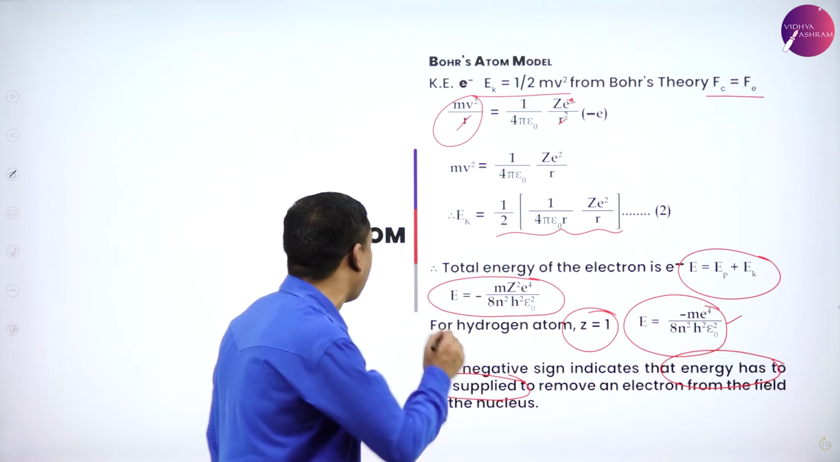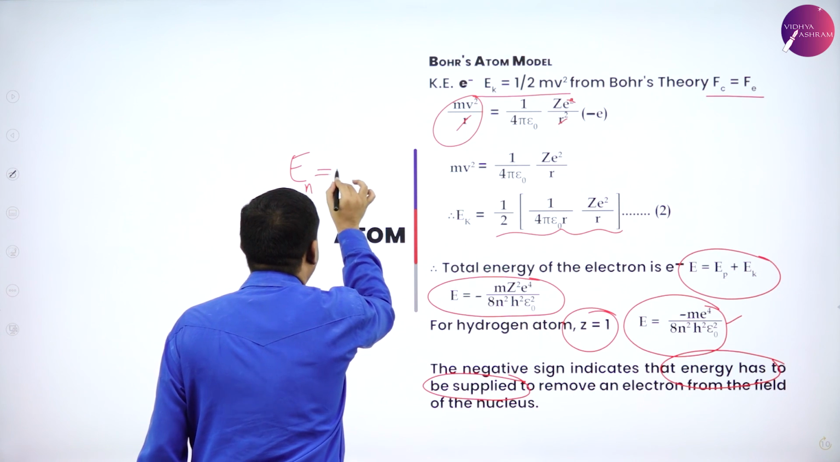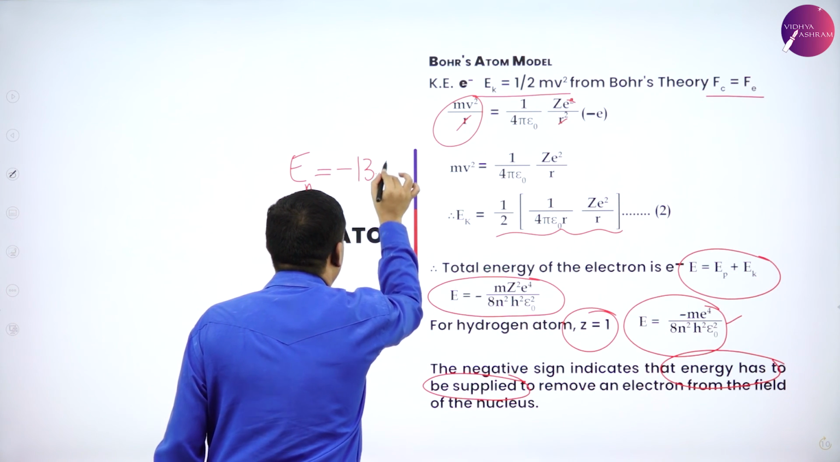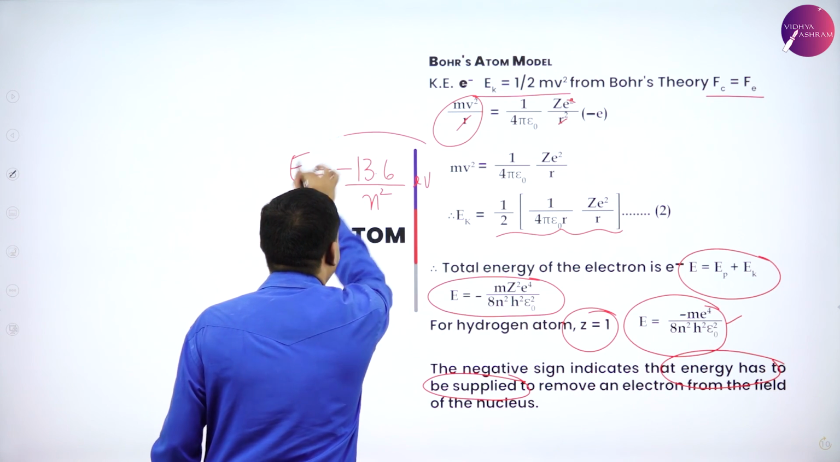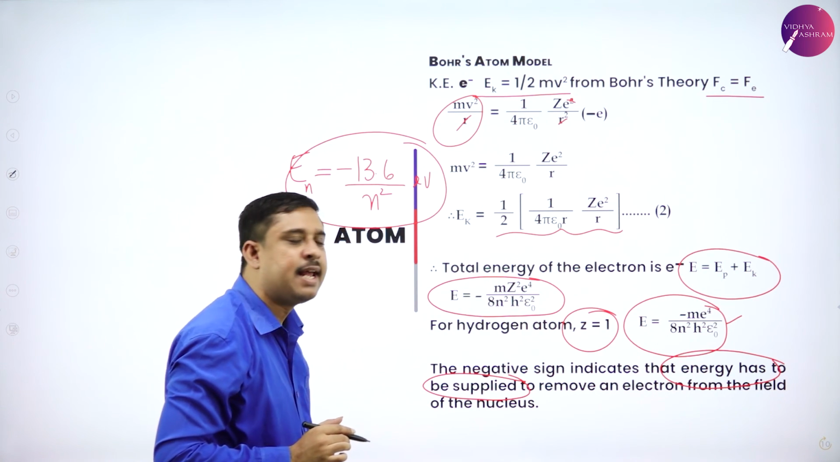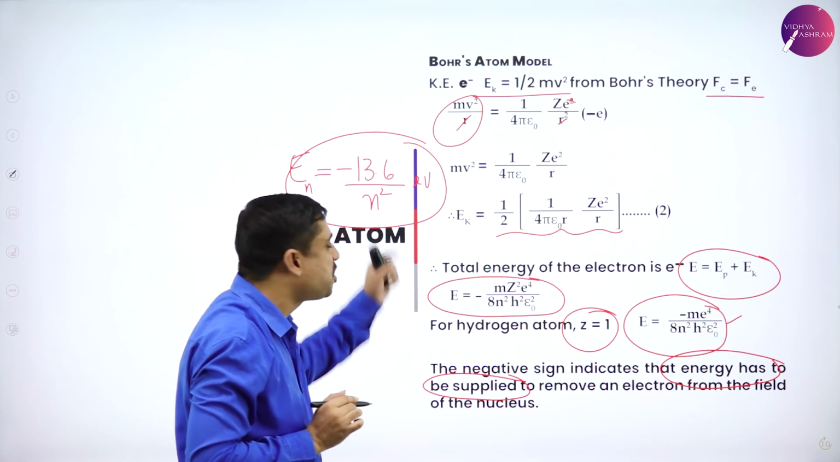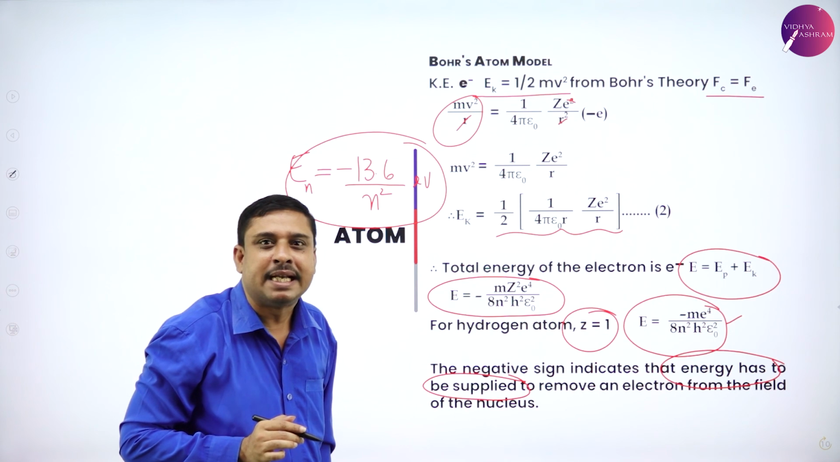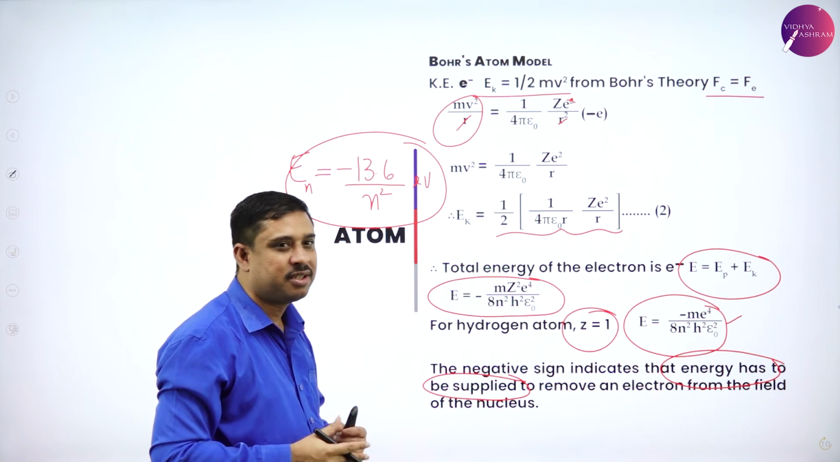Now, therefore, if you substitute for all these constants, calculate and see, again, n is the thing which is not constant. Energy of an electron in any orbit, you get minus 13.6 by n square electron volt. So very simple, just substitute the orbit number, you can calculate the total energy of an electron in that orbit.